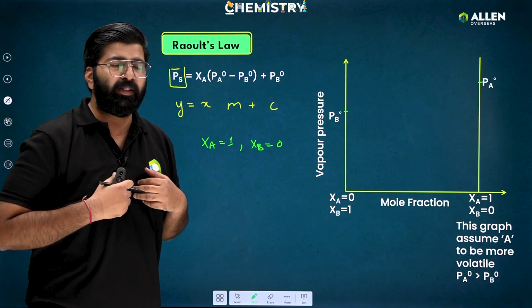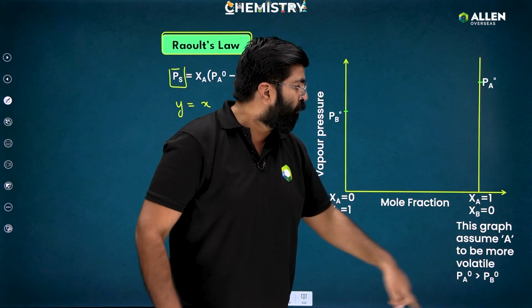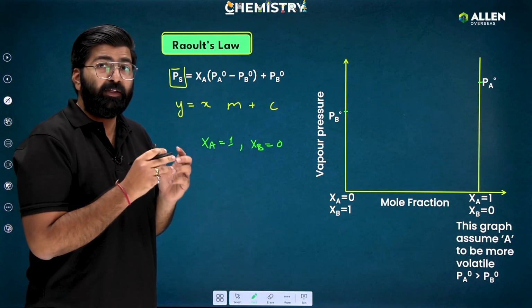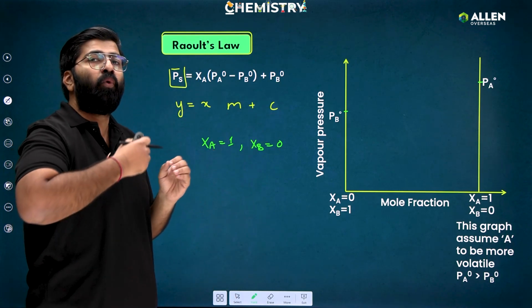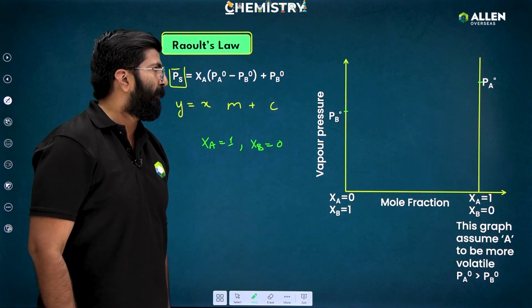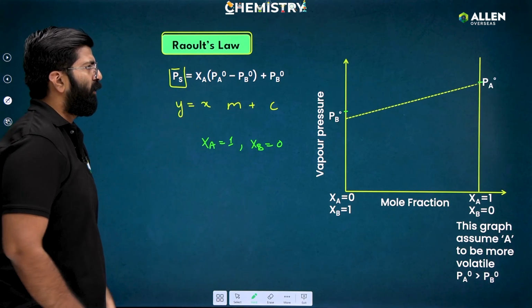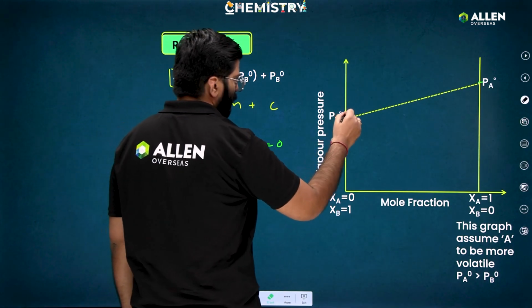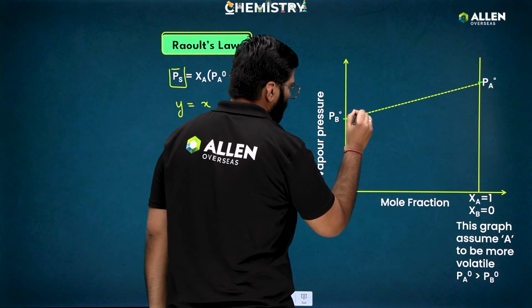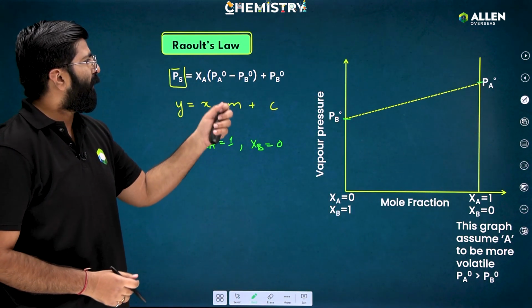Because I'm assuming, for this graph, that A is more volatile. Over here I'm assuming that my A is more volatile. That's why it has more vapor pressure as compared to my B. So if I plot the graph for this part, I can easily plot something like this. Over here, this is one point and this is another point. So this was the part when I was drawing this.